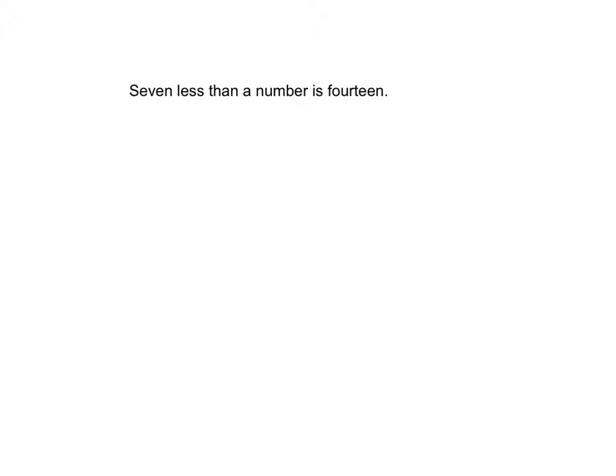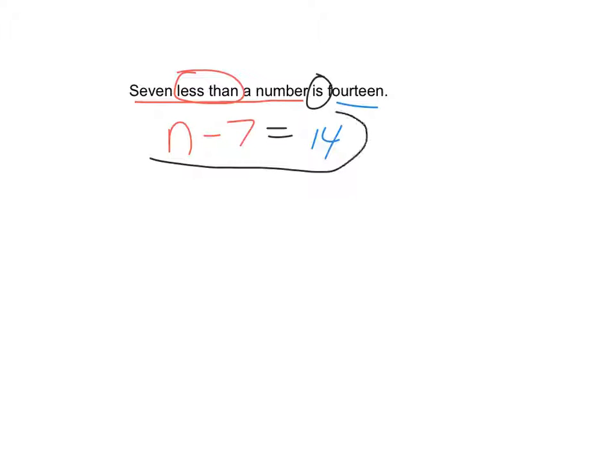For our next example, we have 7 less than a number is 14. So 7 less than a number. Less than means subtract, so a number minus 7. Is means equals, and then we've got 14. So 7 less than a number is 14 would be the same as n minus 7 equals 14.